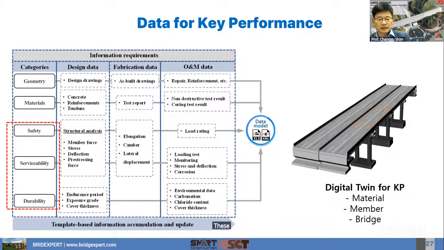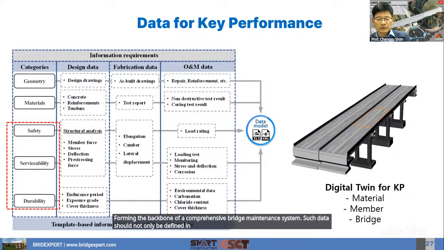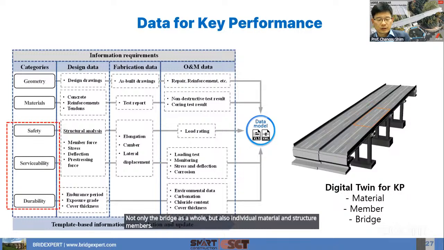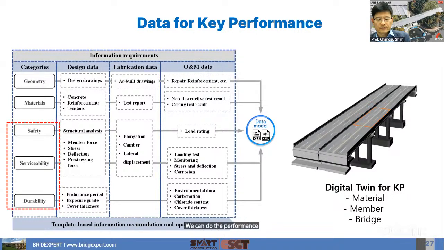These data sets are then integrated into a unified data model, forming the backbone of a comprehensive bridge maintenance system. Such data should not only be defined in theory, but also actively collected during current maintenance practices, including inspection records, material test results, and repair histories. Through this structured and continuous data accumulation, we can build a digital twin, not only of the bridge as a whole, but also of individual materials and structural members. We can do performance tracking, predictive analysis, and life cycle optimization of our bridge.